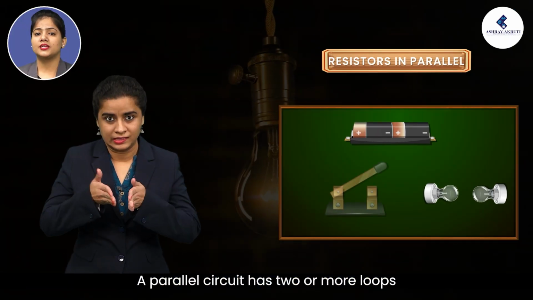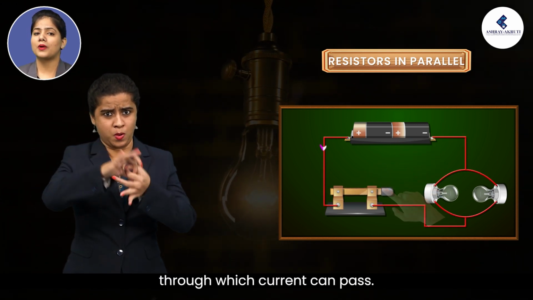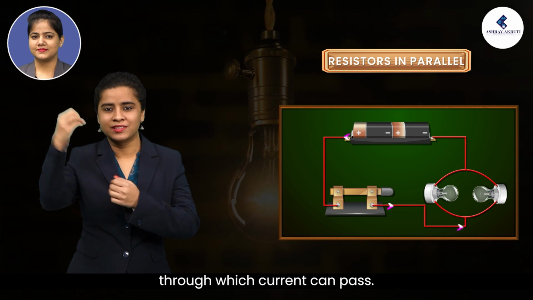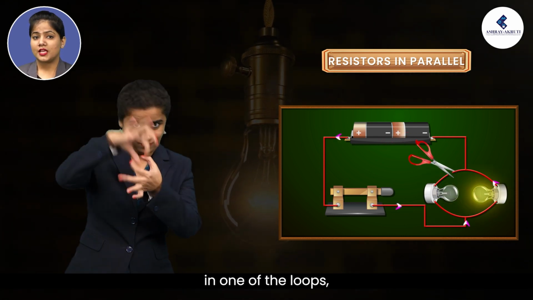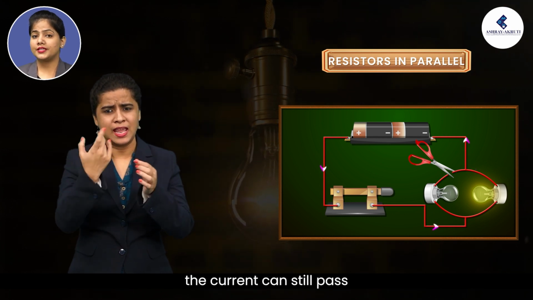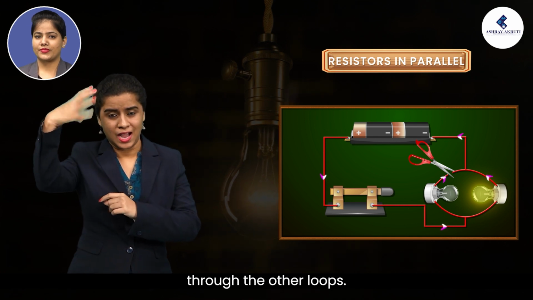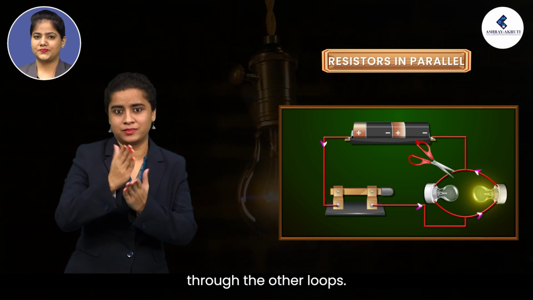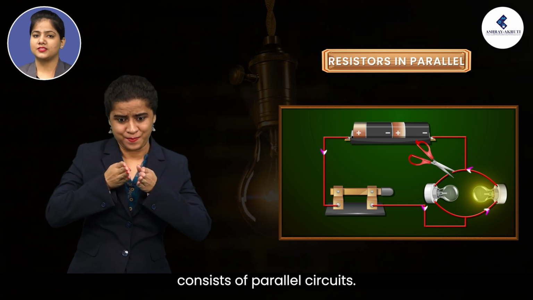A parallel circuit has two or more loops through which current can pass. If the circuit is disconnected in one of the loops, the current can still pass through the other loops. The wiring in a house consists of parallel circuits.